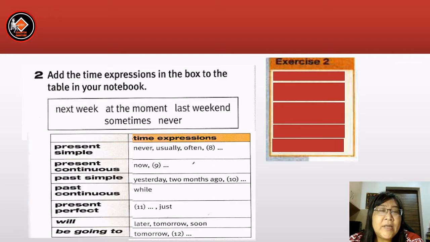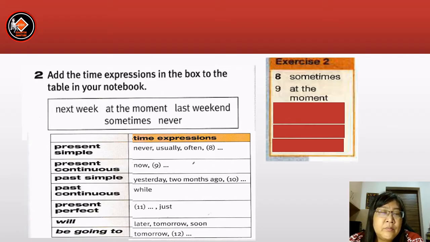Dear students, now add the time expressions in the box to the table in your notebook. We have next week, at the moment, last weekend, sometimes and never. So for present simple, the time expressions you have are never, usually, often, or you can also add another one, which is sometimes. Present continuous, now, at the moment.